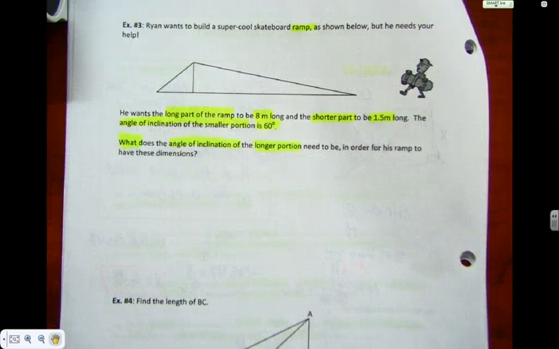Okay, let's just check we have all the key information. So close your eyes or look up, just look away and just listen to me. Ramp, longer part of the ramp, 8 meters. Shorter part, 1.5 meters. Angle of inclination of the smaller portion, 60 degrees. What angle of inclination, longer portion? Is that enough to answer the question? Okay, where do you want to start?